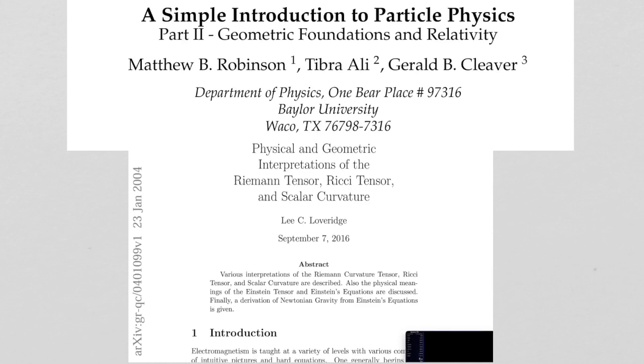All right, so let's continue our work to analyze the proof that I found in this paper, A Simple Introduction to Particle Physics, the Geometric Foundations in Relativity section. It's a really great paper, and we're going to use this, we're already doing it. We started in the last lecture to introduce the setup that this paper delivers.